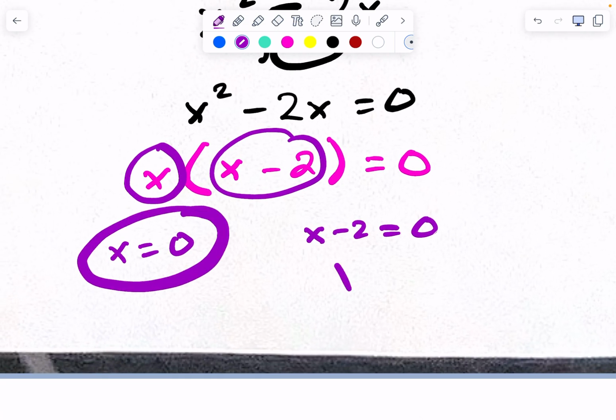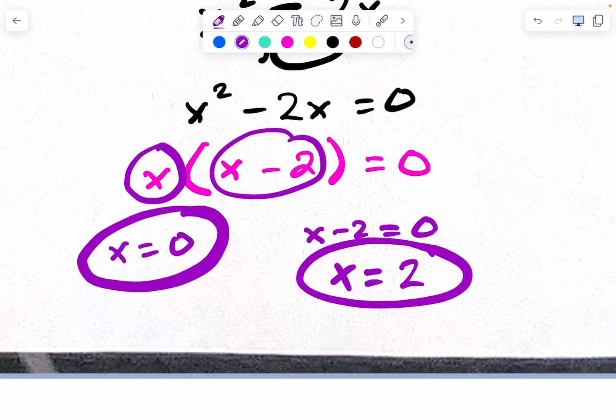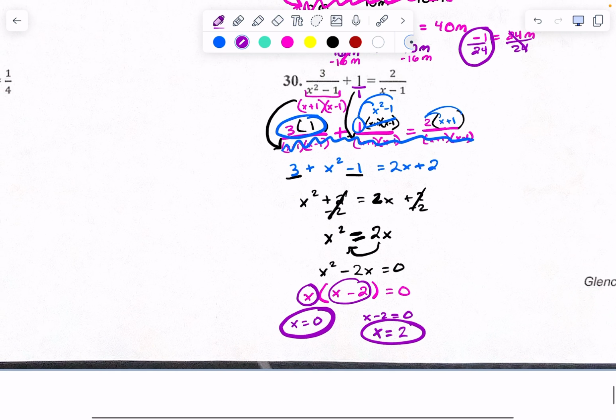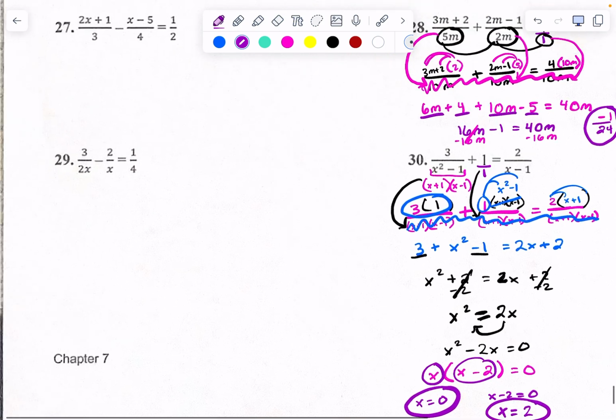Positive 2, yeah. So I have two answers: x equals 0, x equals 2. Yikes, that one was a toughie.